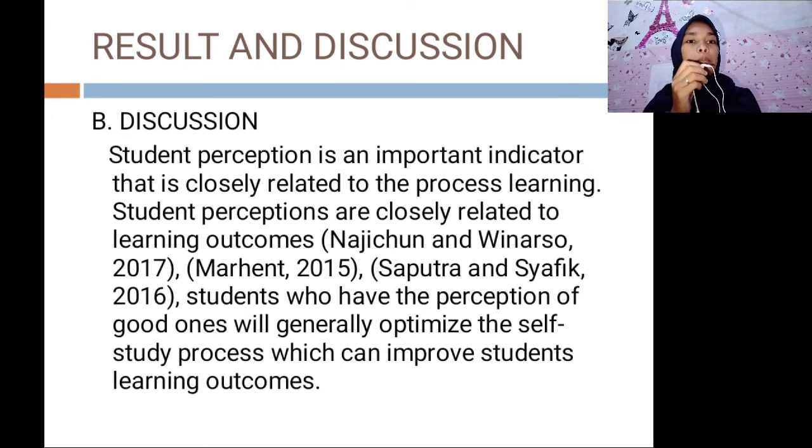The next slide, discussion. Student perception is an important indicator that is closely related to the learning process. Student perceptions are closely related to learning outcomes. Najishun and Pinarso, Marhen, Sabtra and Shafiq 2016. Students who have a good perception will generally optimize the self-study process, which can improve students' learning outcomes.